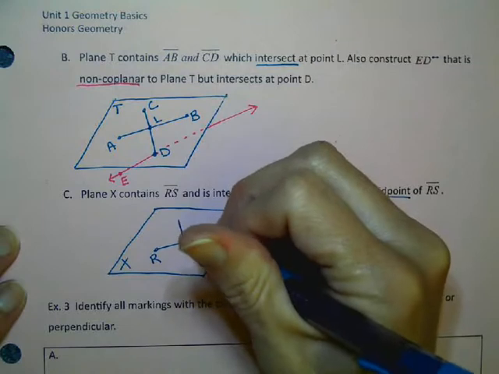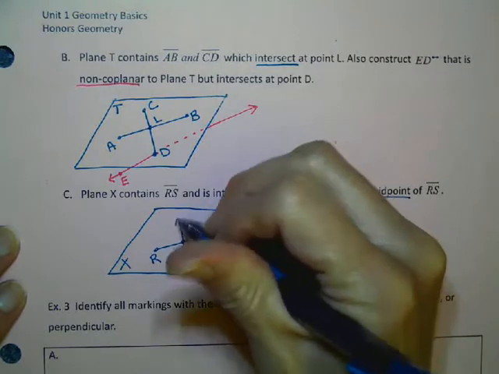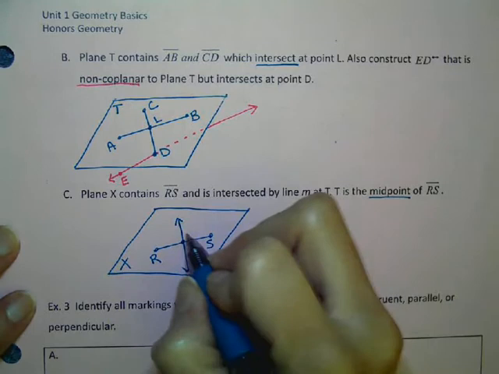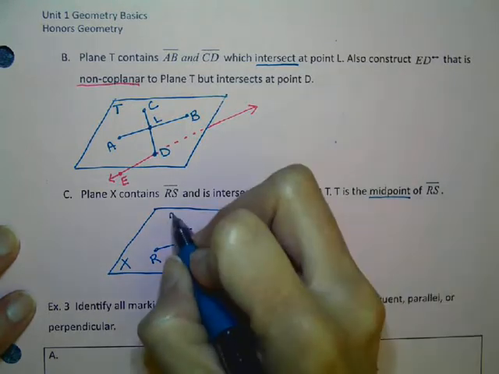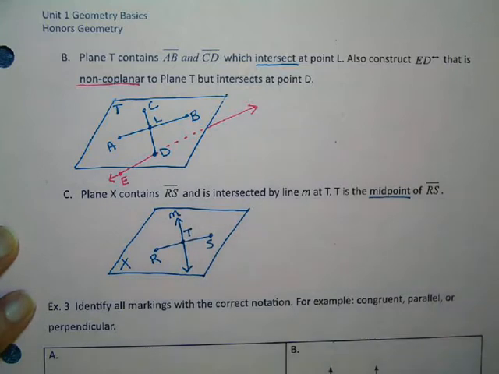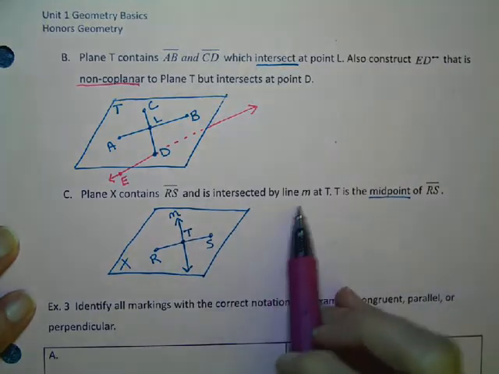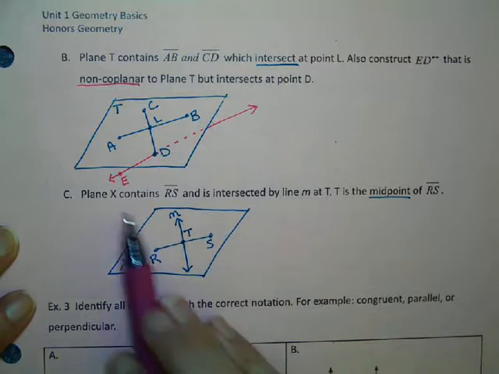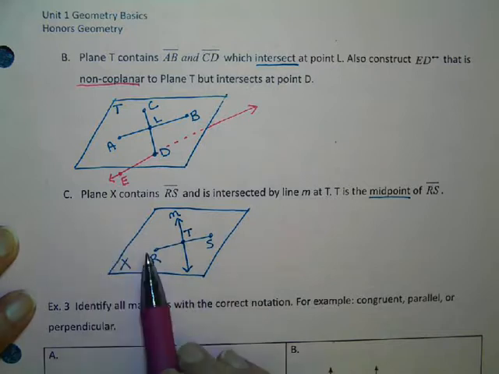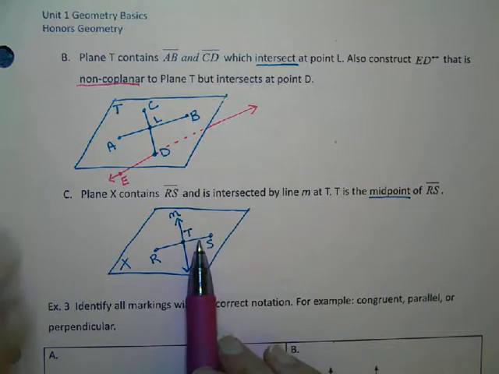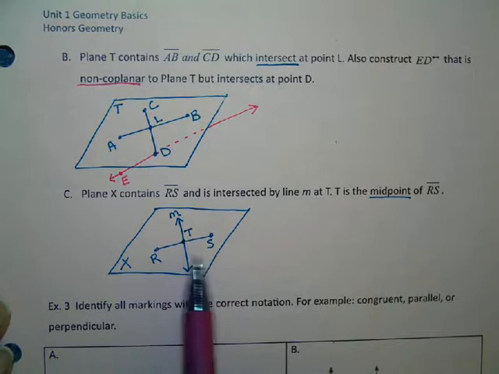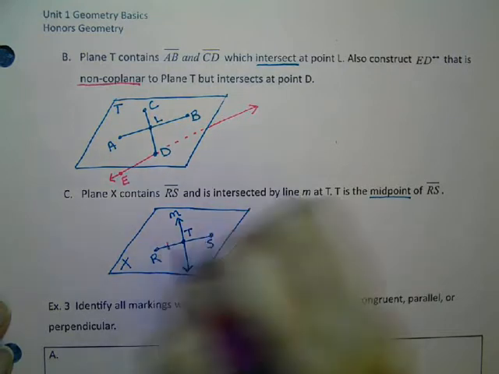It doesn't have to be straight up and down like that. But at point T, this is line M, needs to show line M intersects plane X, contains segment RS and is intersected by line M at T. Okay, and T is the midpoint of RS. So to show a midpoint, you have to put the little marks here to show that that's halfway.